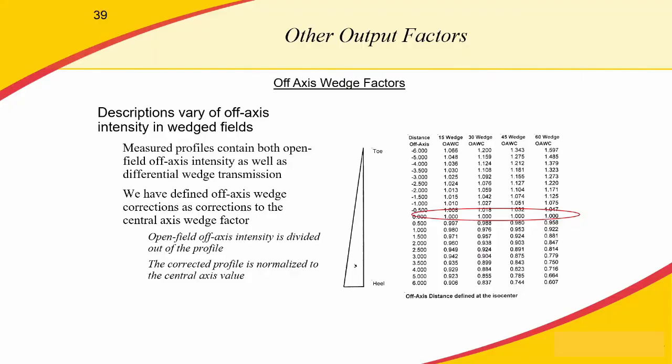A special type of off-axis factor is known as the wedge factor. So this is basically the factor of how much a given wedge used for treatment affects the beam at different positions off-axis. And so you would have tables tabulated as a function of wedge angle as well as distance off-axis, as you would see here. And these are typically tabulated so that in the center of the field, your dose is 1, and then you have a ratio to that central axis dose as you go off-axis for each wedge angle.